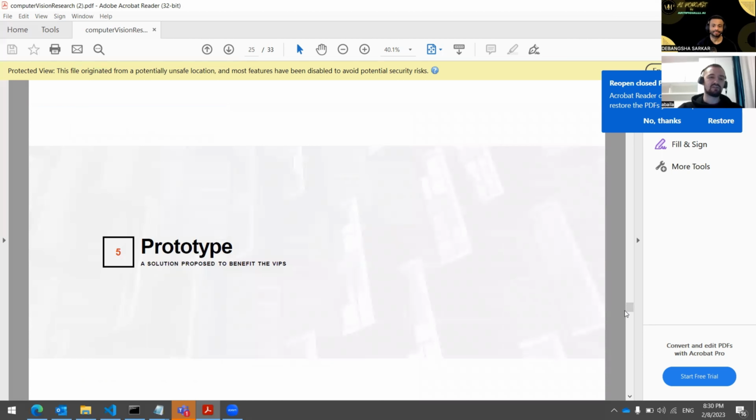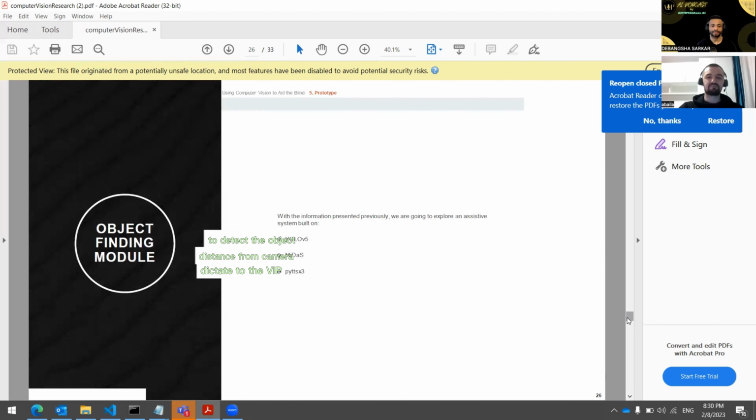This was an introduction to computer vision and some techniques. Now, what I worked on basically, and it involves this kind of thing, is a prototype that essentially can benefit visually impaired people. What I used here, as I said earlier, was YOLO v5 and Midas and Python text-to-speech to build this.